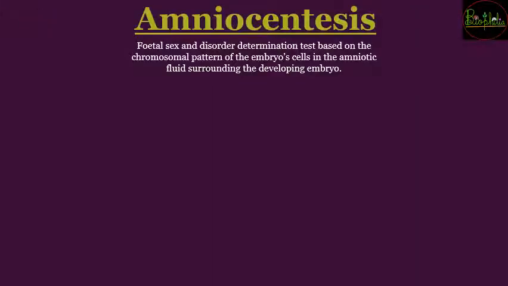Next, a small topic that you need to understand is amniocentesis. Amniocentesis is a procedure of fetal sex and disorder determination. It is a fetal sex and disorder determination test. What is its principle, how does it work? It works on the chromosome pattern of the embryonic cells. The fetal cells developing in the mother's womb are extracted from the amniotic fluid, and their chromosomal pattern is studied.